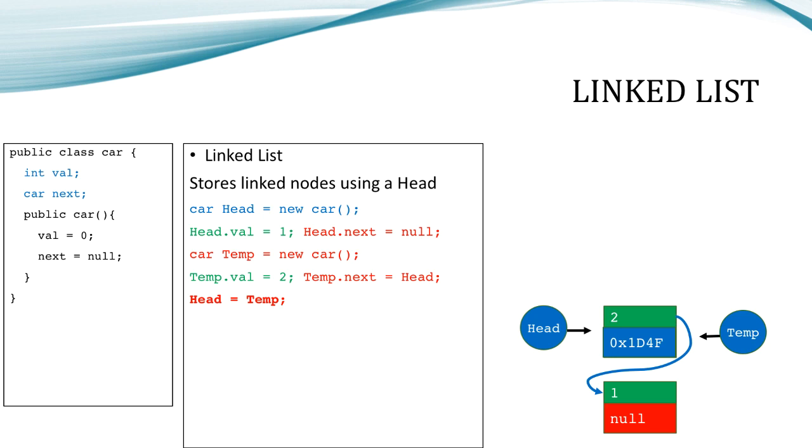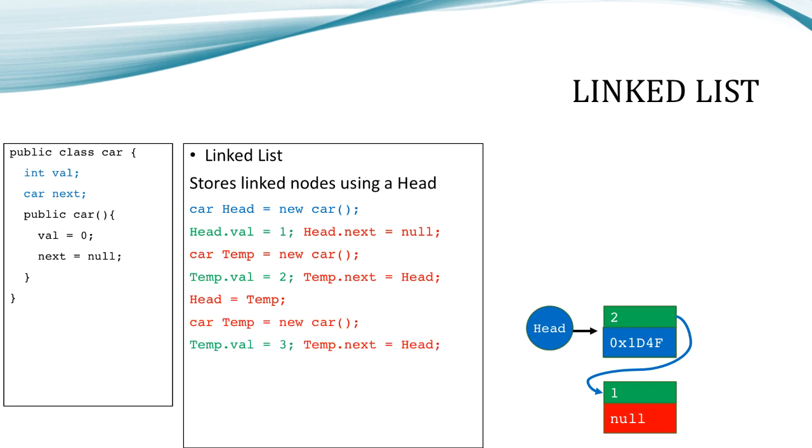Let's add another node to it. Like before, car temp equals new car. So notice instead of creating a third reference for my third node containing 3, I am reusing the temp reference that we previously created. So car temp equals new car, temp.val equals 3, temp.next equals head. Using the same logic, we store 3 in temp, and now we're pointing temp.next to the head.